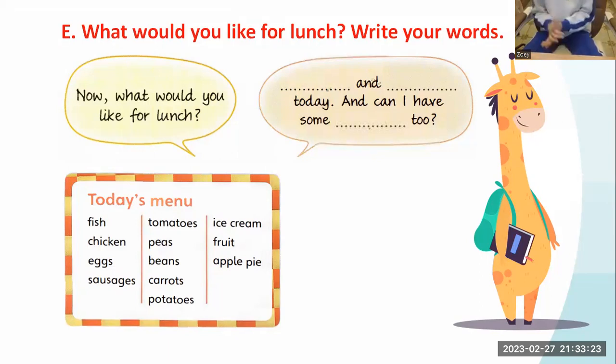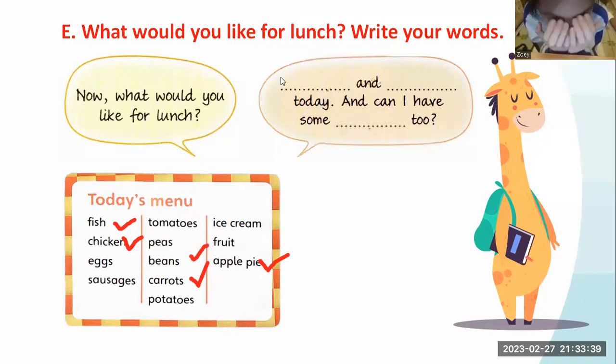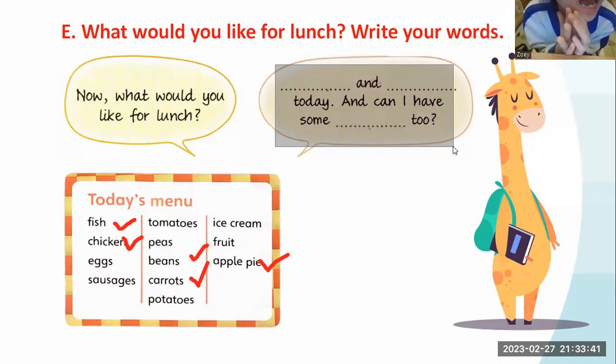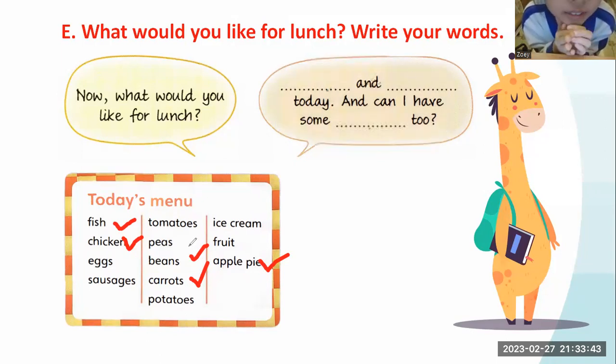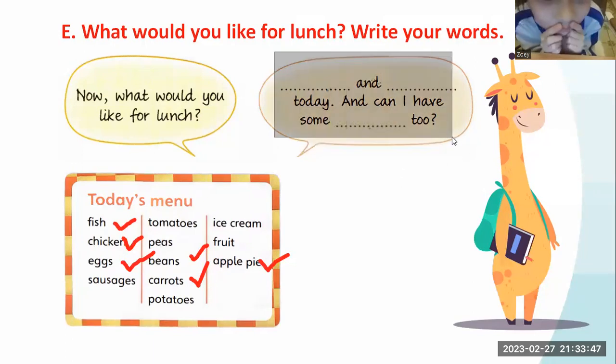Pie, eggs, chicken, and carrot. Okay, very good. And the fish. Apple pie, chicken, beans, carrots, and beans. So now, Zoey, I want you to write it here. Eggs. Very good. Wow, lots of food. Can you please write it here, Zoey?